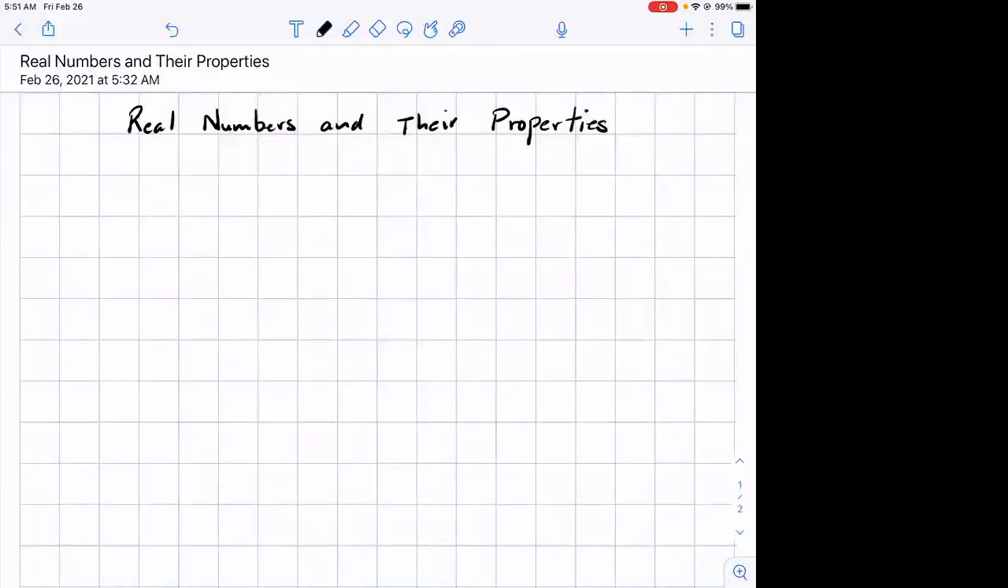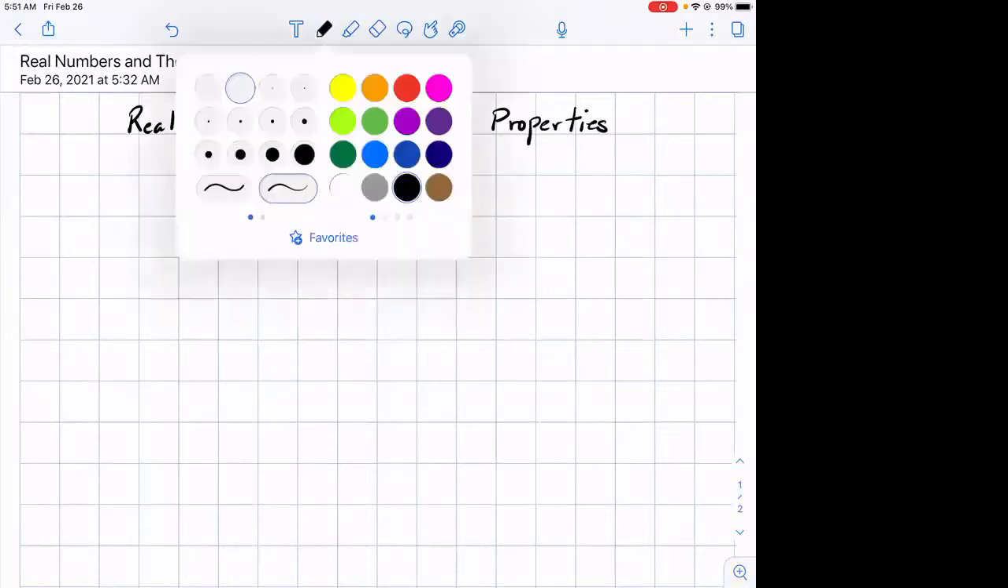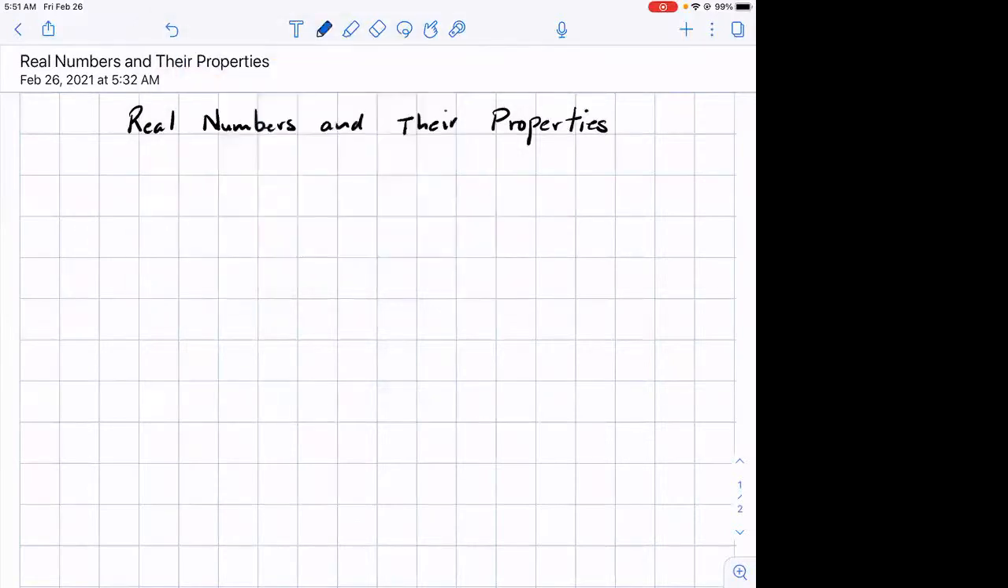Hello. In this video, we'll talk about real numbers and their properties. Now, a real number can describe quantities in everyday life, such as your height, your age, the amount of water you drink, or how many cups of water you drink, miles per gallon that your car used, population, and so forth.